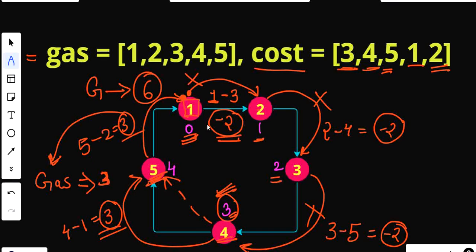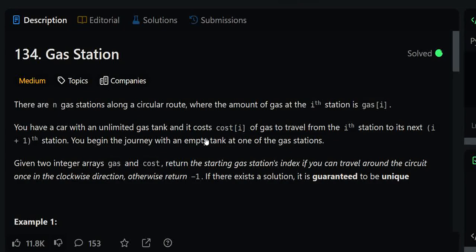How? Because there are a few things that we need to check or consider while we are checking for the index. Now if we see some of the constraints in this question, then it says that we have to firstly travel around the circuit once in a clockwise direction. Okay, so direction is something that we were traversing in the correct direction. And if there is no answer, then we are returning -1. If there exists a solution, then it is guaranteed to be unique. So that means if there is a solution, there is only one solution which is going to be unique.